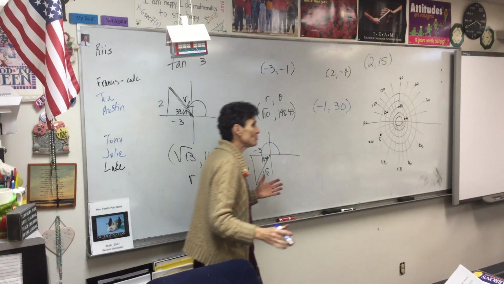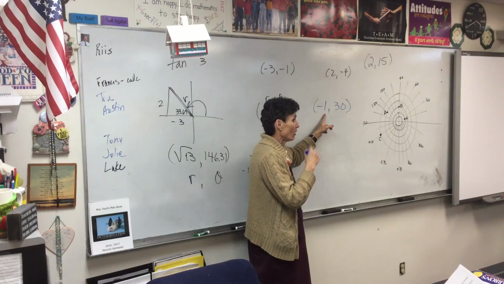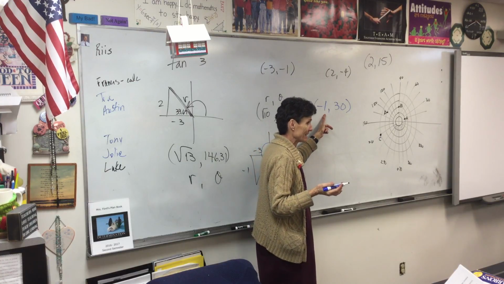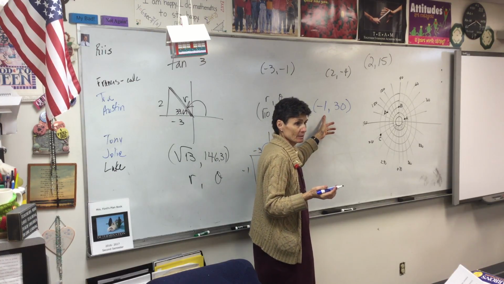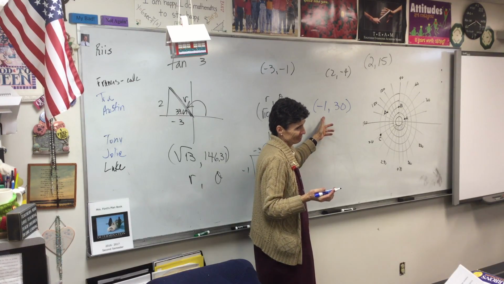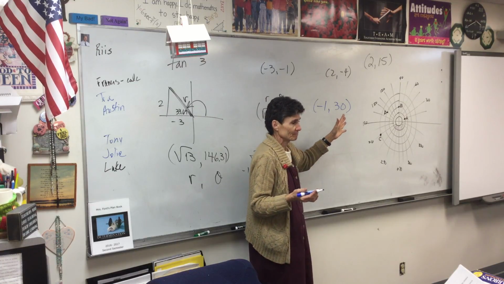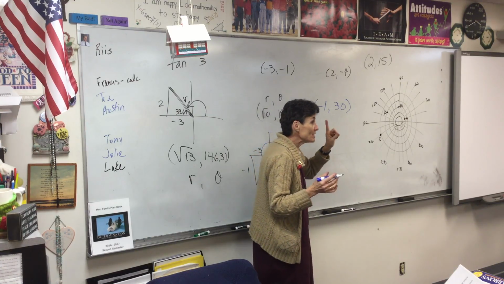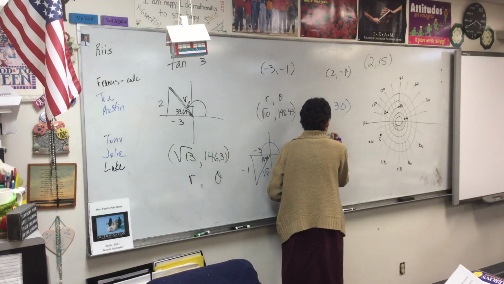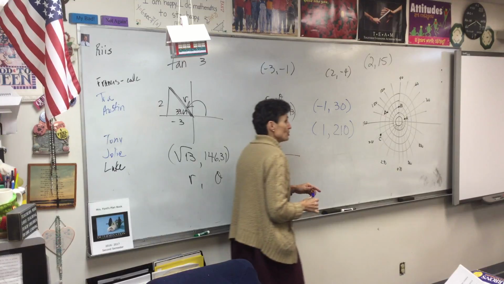Yeah, how do you have, this is r, right? This is the radius you get on. How do you have a negative radius? Yeah, well, now, you can't have a negative radius. So what we do is make it positive and change the angle to 210.